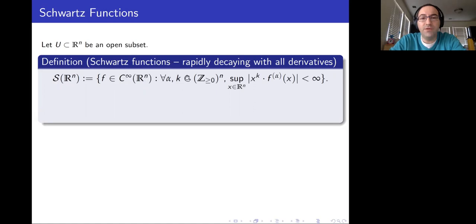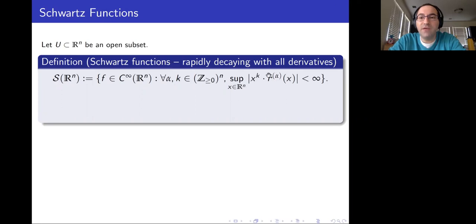If we fix any two multi-indices, alpha and k will always be n-dimensional multi-indices. So these are just n-tuples of non-negative integers. This quantity is finite. The supremum of this expression is finite. So let's unfold this expression. You will see these expressions many times in this talk.